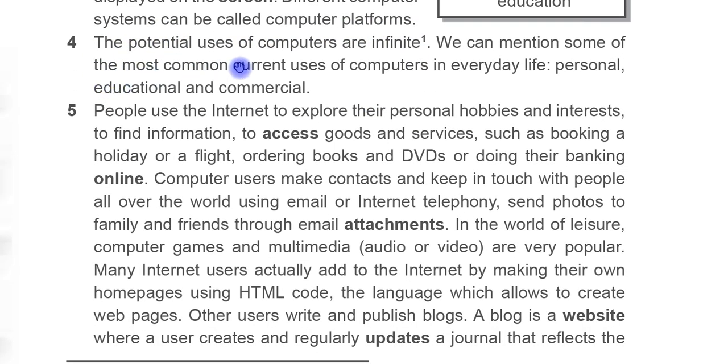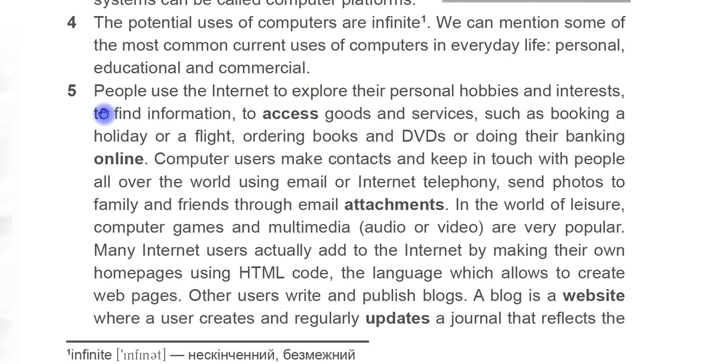The potential uses of computers are infinite. We can mention some of the most common current uses of computers in everyday life: personal, educational, and commercial. People use the internet to explore their personal hobbies and interests, to find information, to access goods and services, such as booking a holiday or a flight, ordering books and DVDs, or doing their banking online.